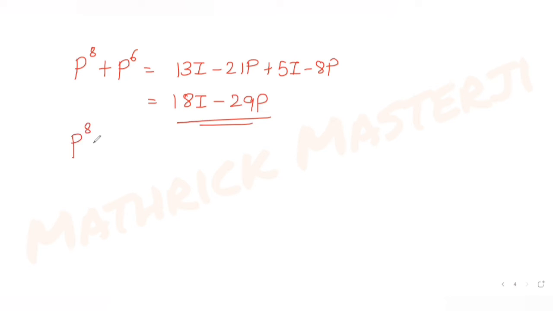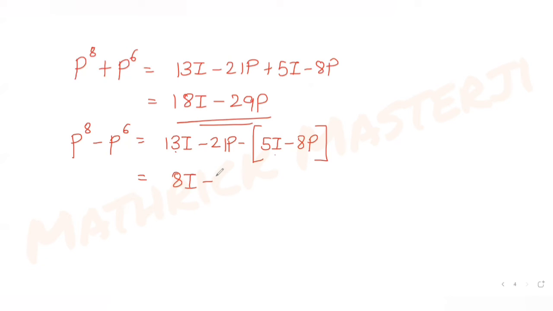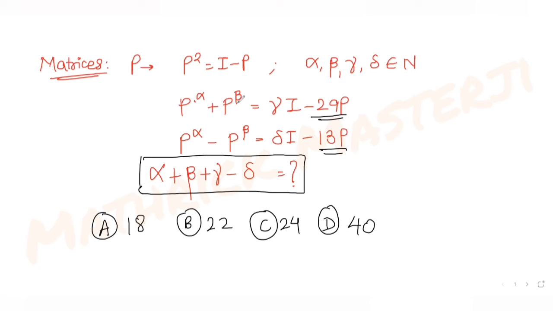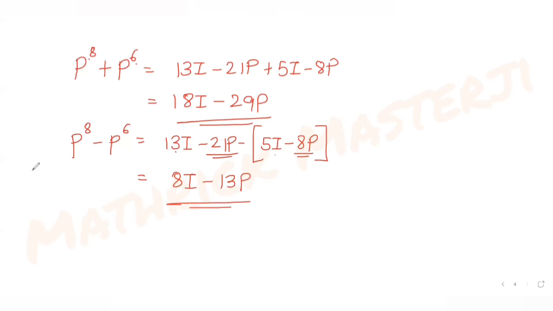And if I'm subtracting both of them, I also get minus 13P. So 13I minus 21P minus 5I minus 8P. So 13 minus 5, 8I, minus 21 and plus 8, which is minus 13. So I'm getting minus 29P, and I'm also getting minus 13P, and that is occurring when you have powers 8 and 6. So comparing that with my original equation, alpha and beta I get easily: alpha becomes 8, beta becomes 6.